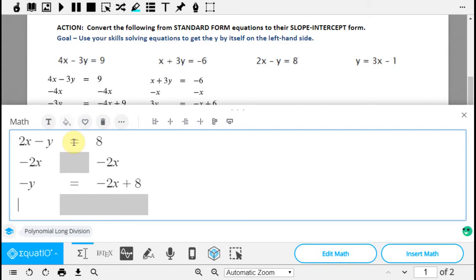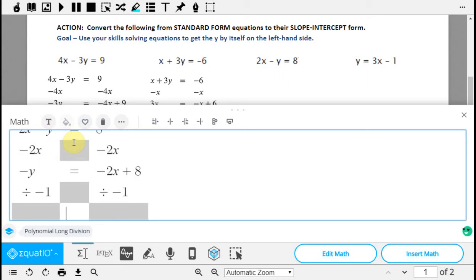We have a minus 1 in front of the y, so we need to divide on both sides by minus 1. Minus 1 divided by minus 1 is just 1y equals, now we have to divide both terms by minus 1. So minus 2 divided by minus 1, same sign, positive 2x, positive 8 divided by negative 1, different sign, negative 8. And that's our equation.